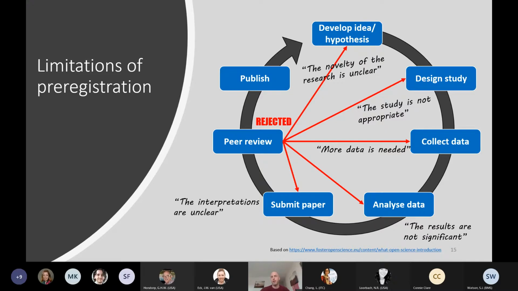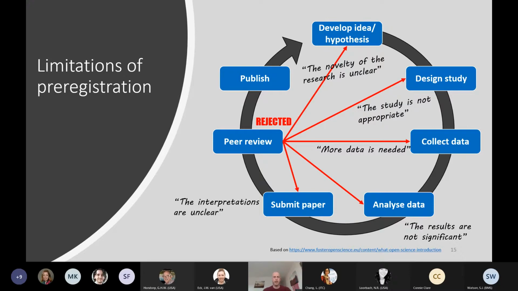So maybe the results are not significant. Then you have to go back to the analysis stage. Maybe the reviewers are asking you to collect more data. Then you have to go back to the data collection stage, which is, by the way, also a questionable research practice. And reviewers might also complain that the study is not appropriate. And in the very worst case, they might say that the novelty of the research is unclear. Then you have basically to start from scratch.